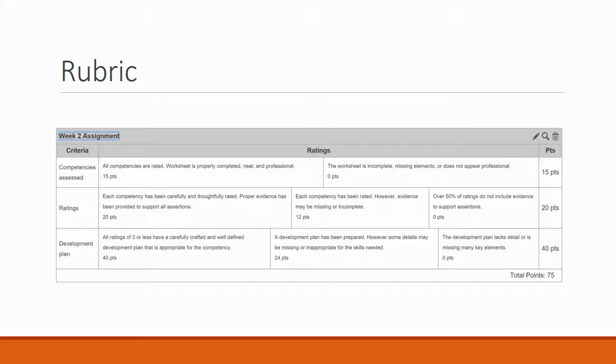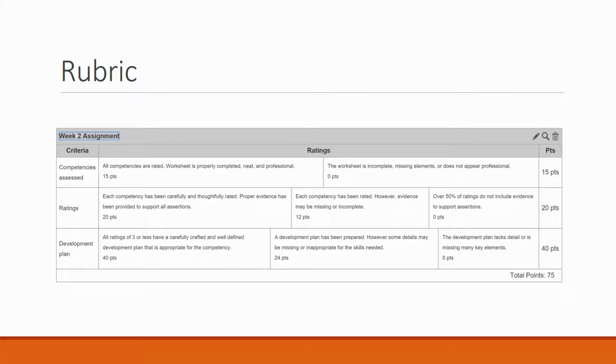Here's the rubric that I'll be using to grade this. The competency assessment is worth 15 points. The ratings are worth 20 points. And again, the ratings include that important evidence that will need to be provided to support all of your assertions regarding your ratings. And then your development plan. All ratings of 3 or less should have a carefully crafted and well-defined development plan as appropriate for that competency.